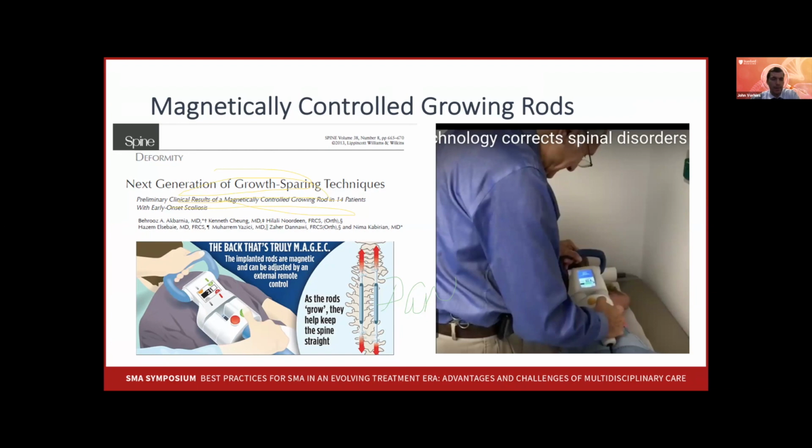And we can put these rods in patients with similar techniques, and then we see them back in clinic every 3 months or so, and we can actually lengthen them by applying a magnetic field to their back while they're awake in clinic. So this has caused us to change a little bit the indications for who gets growing rod surgery and who doesn't, because the morbidity of lengthening these rods is so much lower.